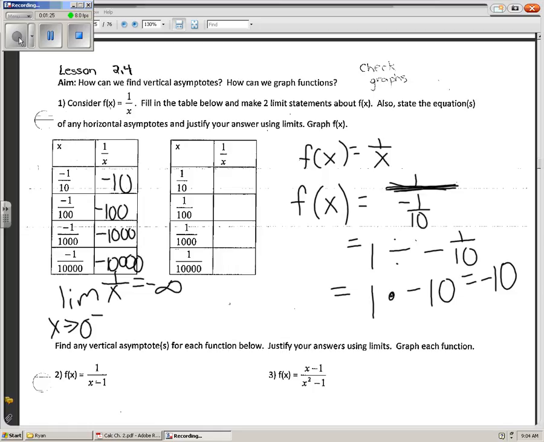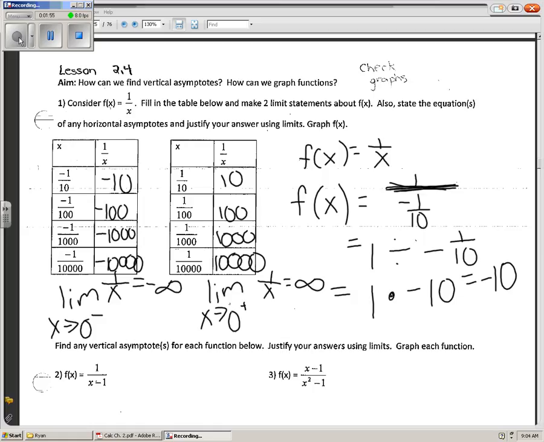We can quickly fill in the table on the right using the same keep, change, flip pattern. Okay, now let's make a limit statement here. So here, the x values are getting closer and closer to 0 from the right. We're putting in numbers just a little bit bigger than 0. So the limit as x approaches 0 from the right of 1 over x is equal to positive infinity.